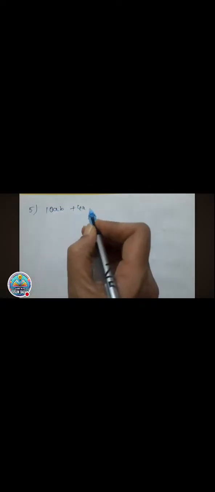So let's start with the next question. Now the next question is 10ab plus 4a plus 5b plus 2. Again we'll see whether the sequence is followed or not. Here also big number, smaller number, big number, smaller number. So the sequence is correct. We need not arrange it.